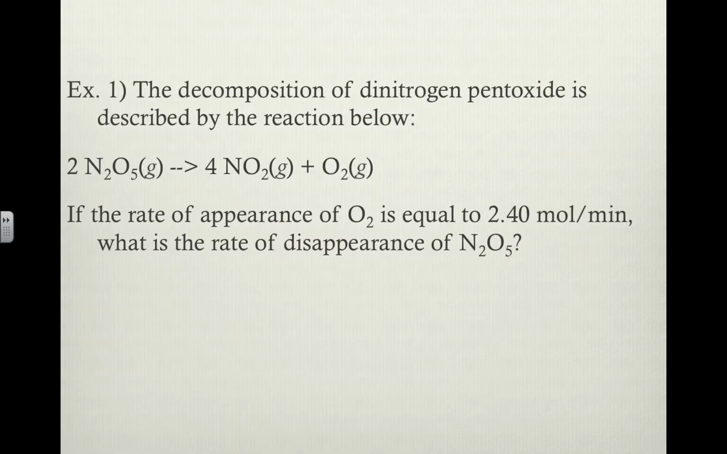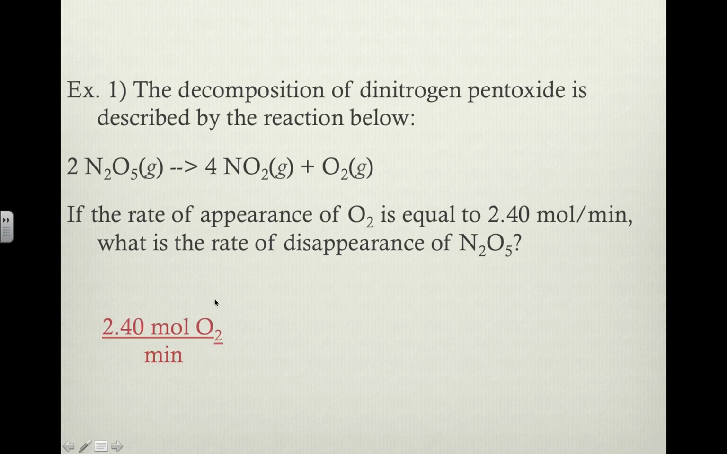So let's try that. The decomposition of dinitrogen pentaoxide is described by the reaction below: 2 dinitrogen pentaoxides forming 4 nitrogen dioxides and an oxygen. So if the rate of appearance of oxygen is equal to 2.4 moles per minute, what's the rate of disappearance of N2O5? I don't know what I'm saying. I need more coffee. All right, so we're going to start with what we know.